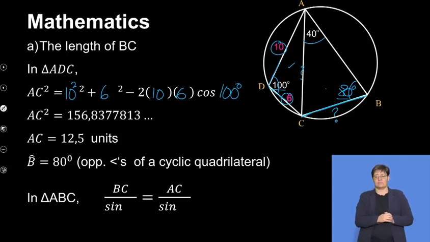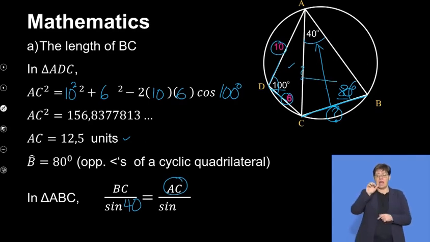Okay, so now we're going to use the sine rule in triangle ABC because it's exactly what we were trying to do. Remember, we want to find BC and we're going to use the sine of the angle across it, so sine of 40. And because we have AC, which we found earlier, we're going to say AC over the sine of the angle across it. And what did we say was the angle across from C? It was 80 degrees.